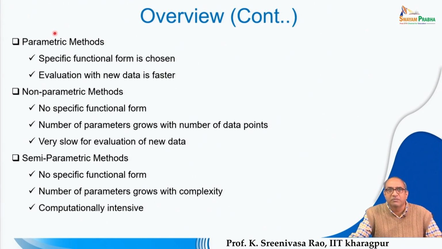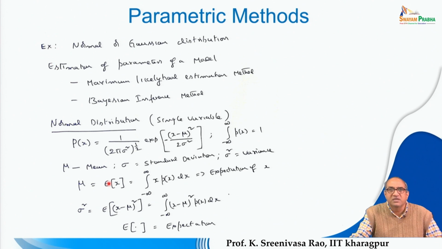So we will discuss each of these methods one after another. First we will start with the parametric methods. Here, when considering the parametric methods, we will take an example of a Gaussian distribution, also known as the normal distribution. All of us are aware of how the Gaussian distribution looks.